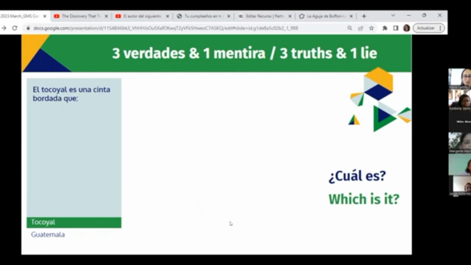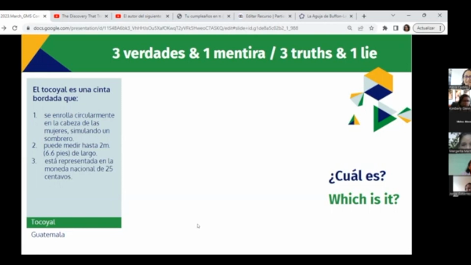So select which one of these four statements is incorrect. A tocoyal is an embroidered ribbon that you put around your head or that the woman puts around her head to look like a hat. So that's option number one. Don't answer yet. Let's not spoil it for the rest of folks. Okay, so just think about it, but don't put your answer yet. Number two, the tocoyal can be about 6.6 feet long. And number three, this tocoyal you can see is a 25-cent coin in our country of Guatemala. And number four, the tocoyal symbolizes the Mayan calendar and the continuity of life.